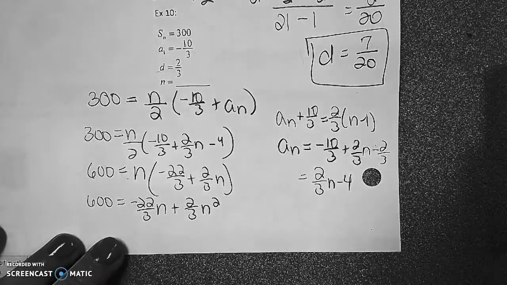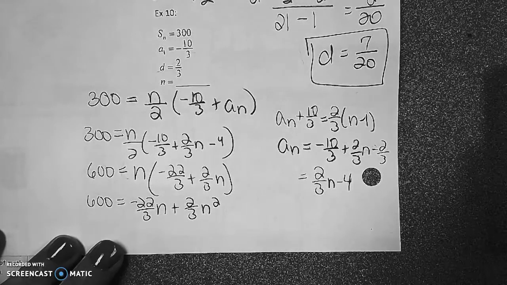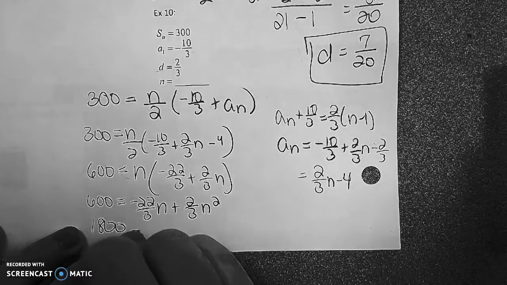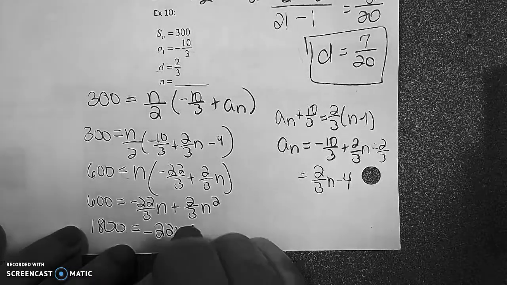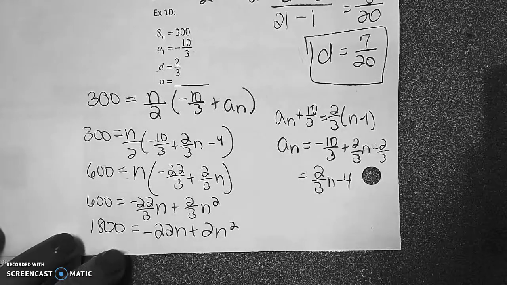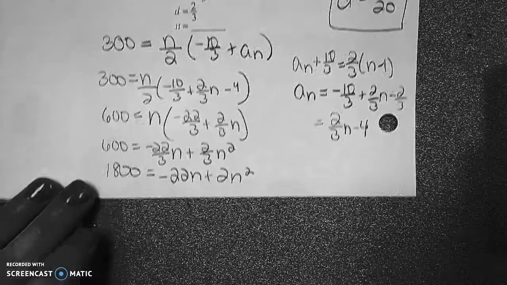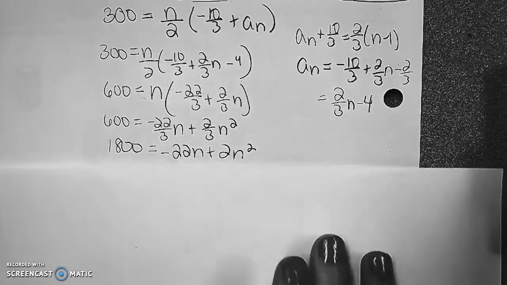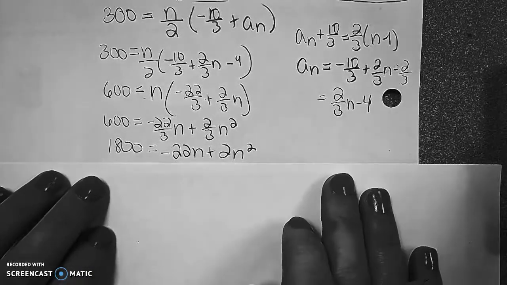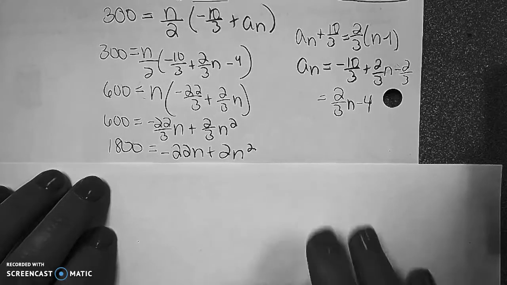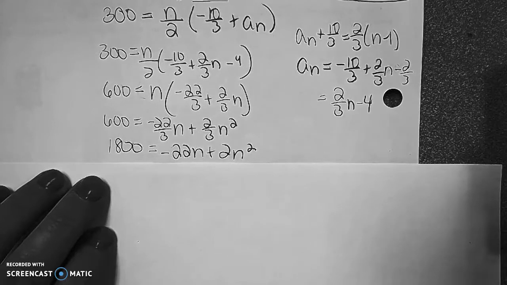Again, I don't like dealing with fractions, so I'm going to multiply everything by 3. So 600 times 3 is 1,800. Negative 22n plus 2n squared. So as I look at this, I see that I have a quadratic equation. To solve that quadratic equation, I can factor or use the quadratic formula. So this is going back and reviewing some things that you already know how to do. So you got to reach back in that cobweb of your memory.